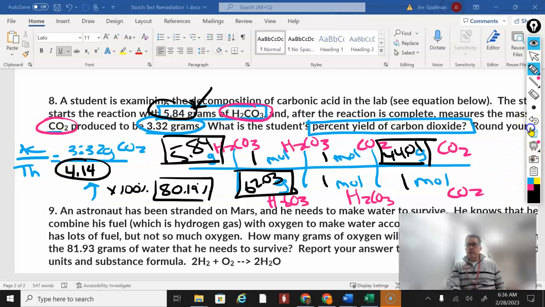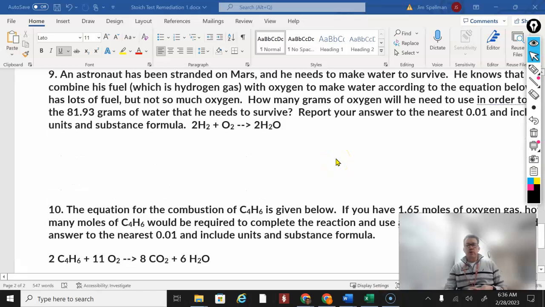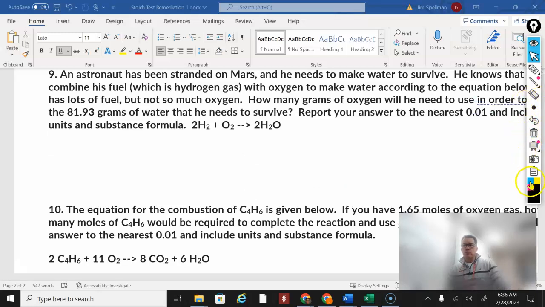All right, number 9 is another conversion question. There's a lot of words here, so of course kind of easy to get lost in this one, but if you read through everything, let's find our numbers and find our question. Here's our question. It says, how many grams of oxygen?